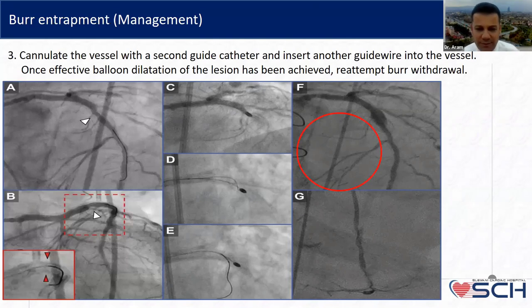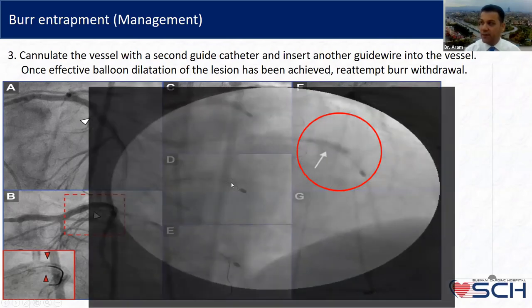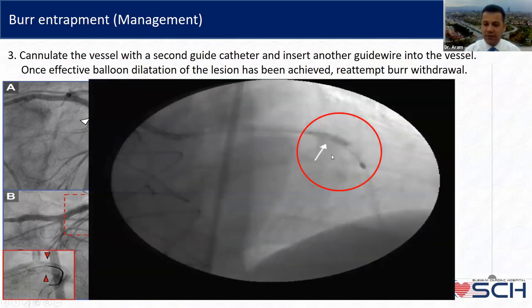Another way is to cannulate the vessel with a second guide catheter. It means that we are going to take another guide catheter. Through the new guide catheter, we are going to take another PCI wire, like in frame D, like here. And over this PCI wire, we are going to inflate a balloon just proximal to the stuck burr, in hope that we enlarge the proximal part of the vessel, and at that time it may free up peacefully and we can retract the burr. This is one of the methods mentioned, and there are a lot of case studies about that in the literature.